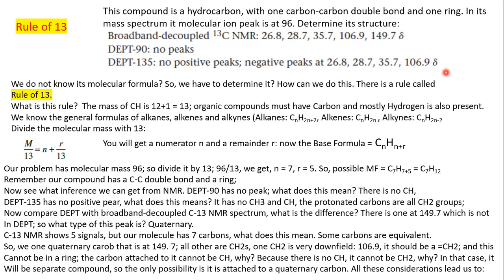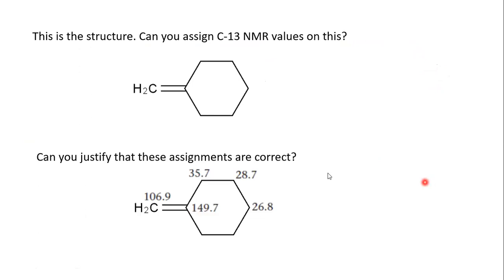and ruling out the things one by one, and explaining our data, rationalizing our conclusions, ultimately we come to where? Here. So this is the possible structure. And you can see that it has this methylene carbon, which is very downfield. And here, this is the double bond. This is the quaternary carbon. And so this is how you can see the other CH2s.